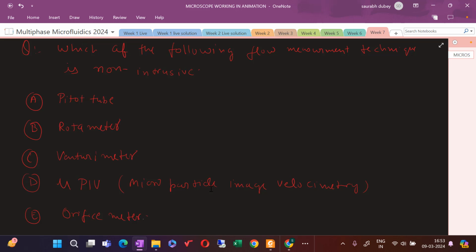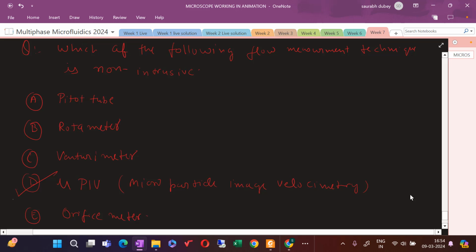Non-intrusive means you are not getting too close to the flow or touching the flow. In micro PIV, you are seeding the system with fluorescent particles, and based on that you are looking at the flow. So micro PIV is the correct answer for this.